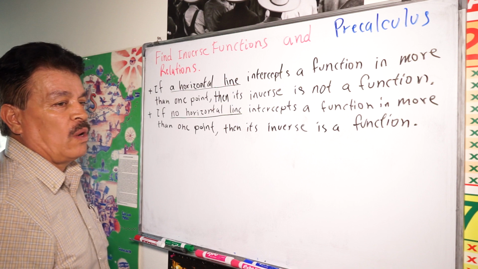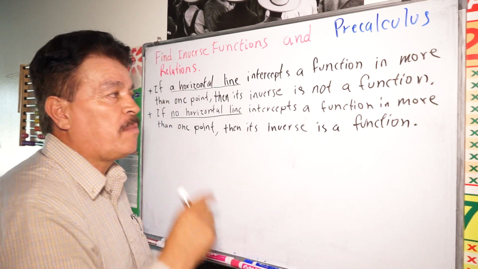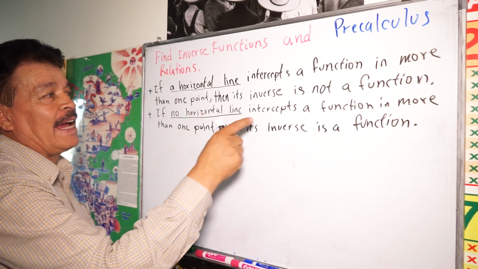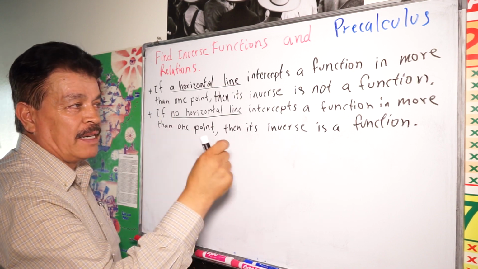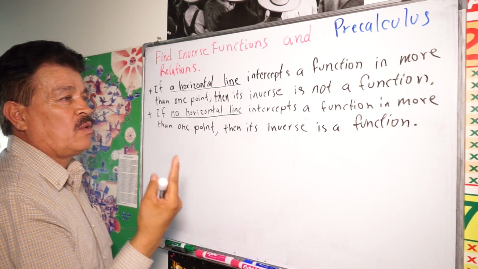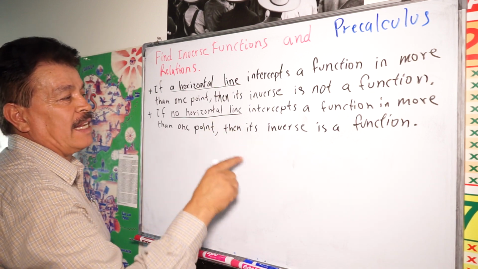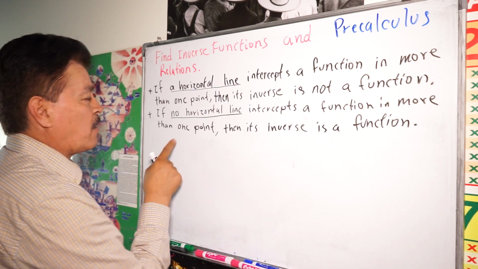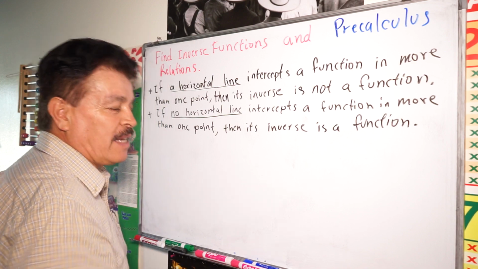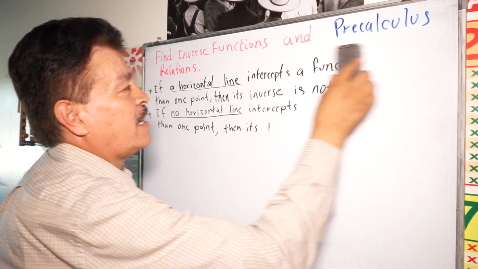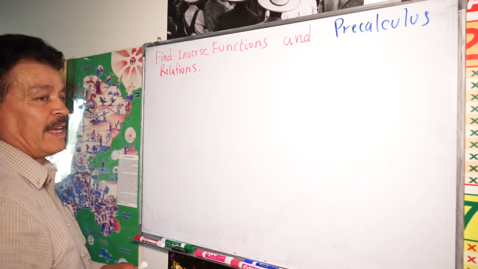Okay, so I want to erase this idea, just to remember. Keeping in mind this concept: if a horizontal line intercepts a function in more than one point, then its inverse is not a function. The rule is only 1 point is allowed. Two or more is not a function. If a non-horizontal line intercepts a function in more than 1 point, then its inverse is a function. Don't forget this. I'm going to erase this idea and write down one example.